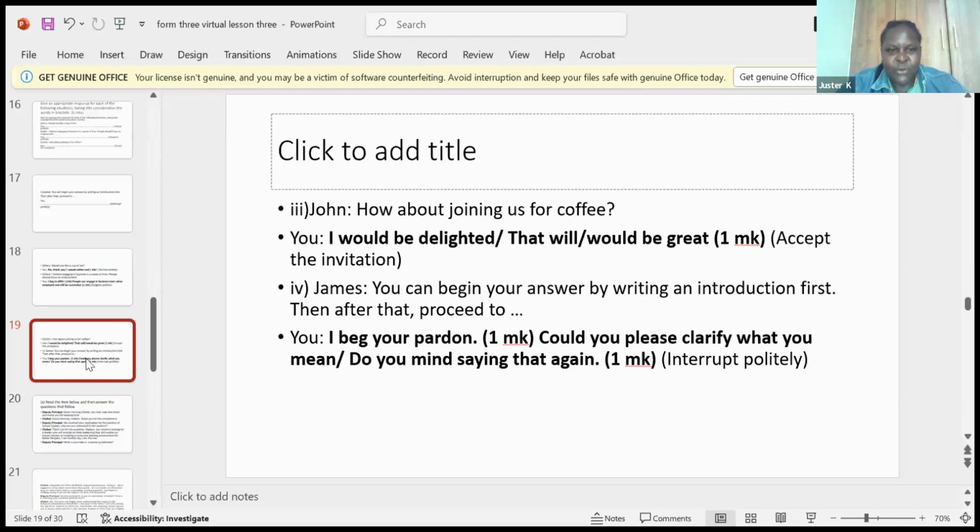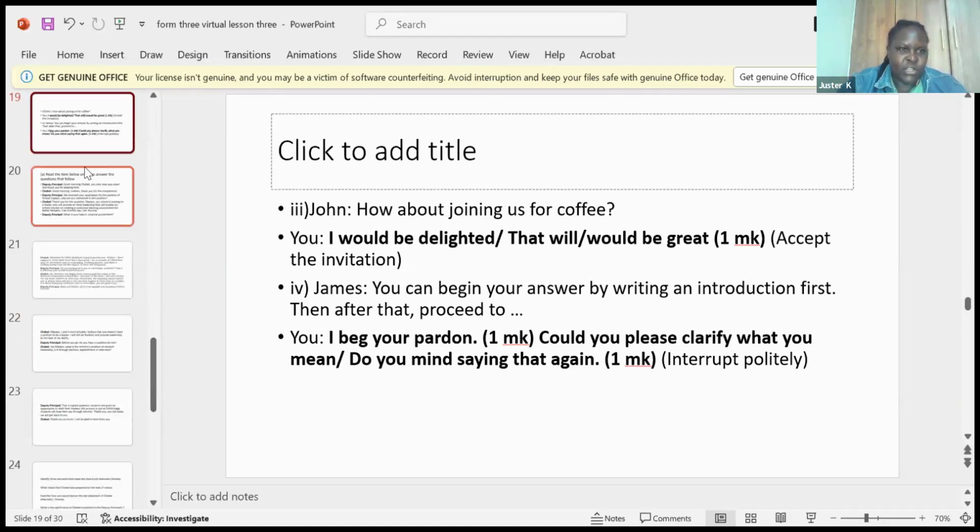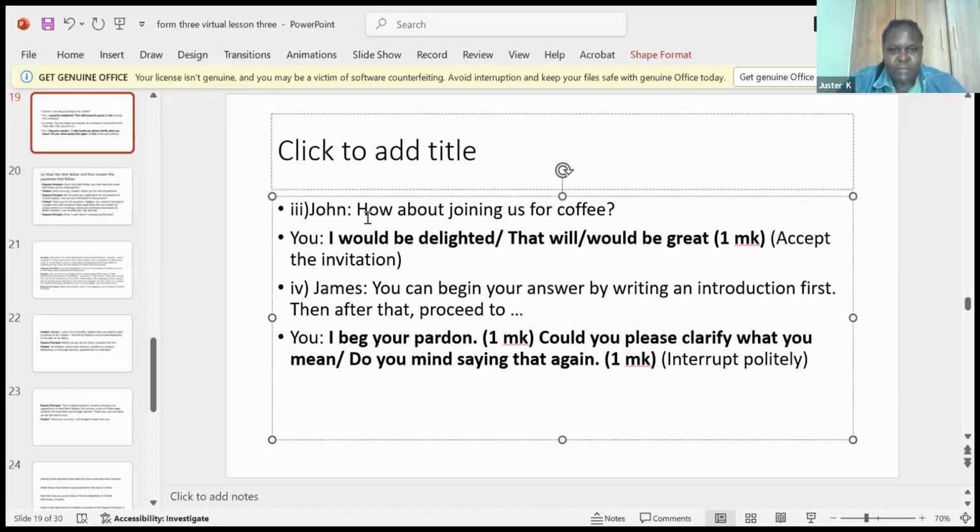How about joining us for coffee? Accept the invitation. I would be delighted. That would be great. That will be great. You don't just say thank you. When you're inviting your friends over for coffee, what exactly do you say? Men speak in English. You command respect. So these are the kind of things you're going to be saying. How about joining me for coffee? The person will say, I would be delighted. That would be great. Remember, this is just etiquette.